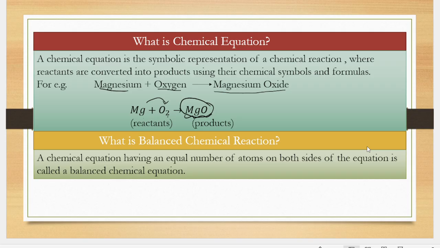You can see on the screen Mg, magnesium, plus oxygen, you are getting magnesium oxide. But this equation is not a balanced equation, it is an unbalanced equation. And this type of equation is also called a skeletal equation. Mg plus O2, oxygen, combine with each other and we get magnesium oxide. So this is not a balanced equation, it is an unbalanced equation.